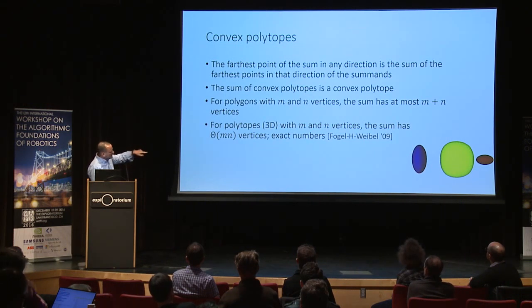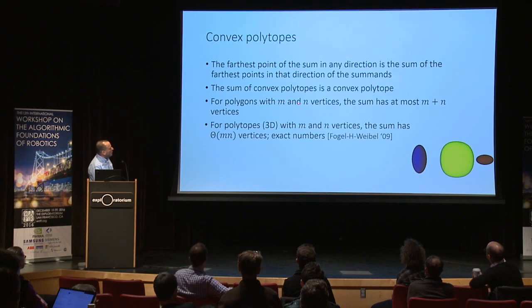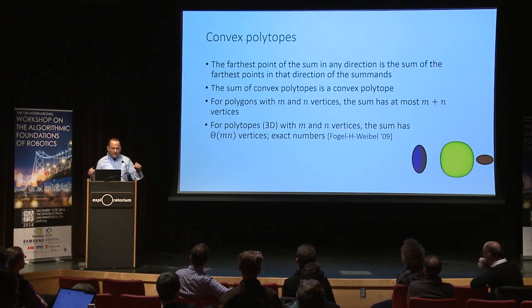You can use this fact to show that the sum of convex polytopes is a convex polytope. For convex polygons, if you have two polygons with m and n vertices, the sum has at most m plus n vertices. If you go to 3 dimensions, the sum is slightly larger. It's theta of m times n. We even know the exact number of vertices, but for now, just remember the theta of mn.